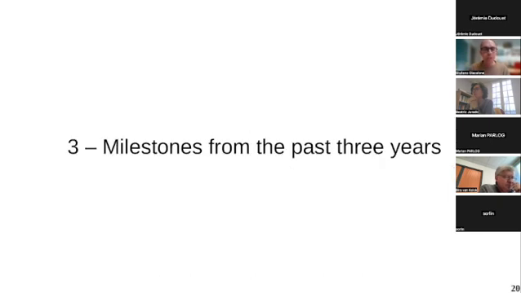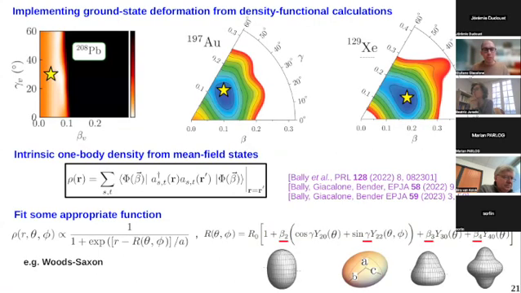So then the next part is about milestones. I call them milestones, but basically they are the main results of what we have made progress with and understood in the past 3 years. So the first thing I would like to say is that we have basically streamlined a workflow, if you like, for inputting energy density functional calculations of low energy nuclear structure to simulations of high energy nuclear collisions.